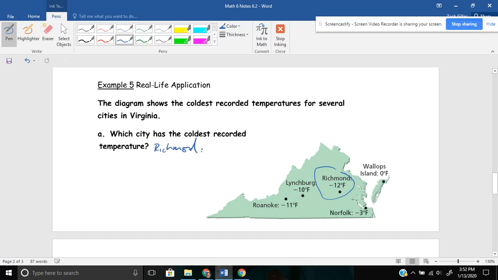If you were to graph this on a number line and say this was 0, and your negative temps are going like this, -1, -2, which one is furthest down? That would be Richmond, -12.